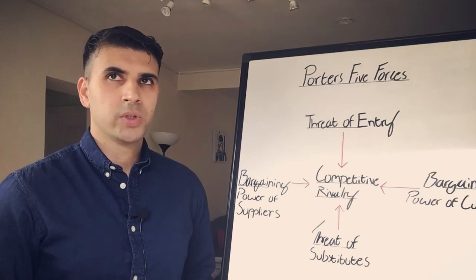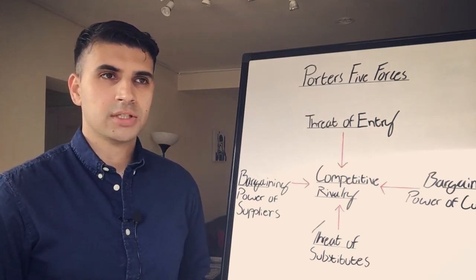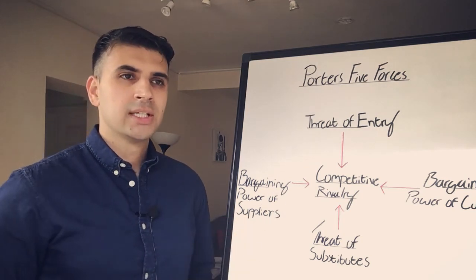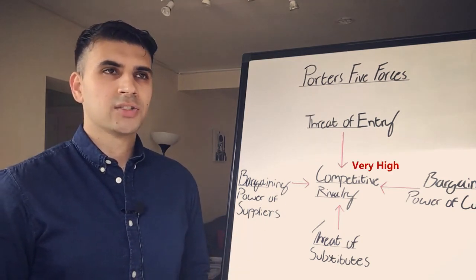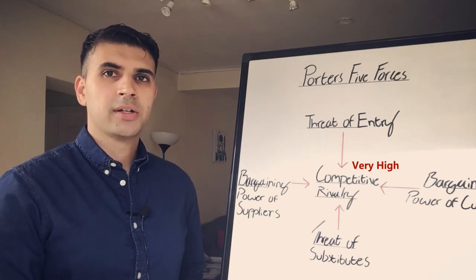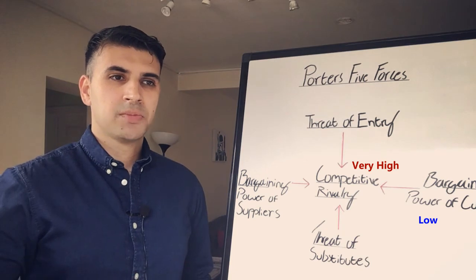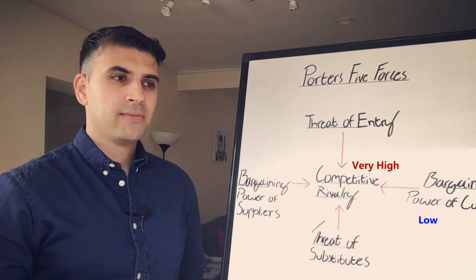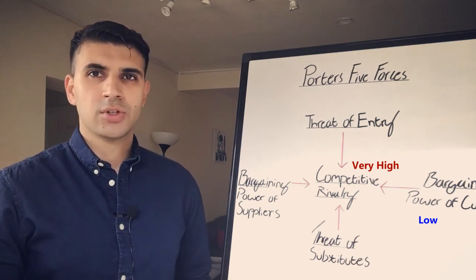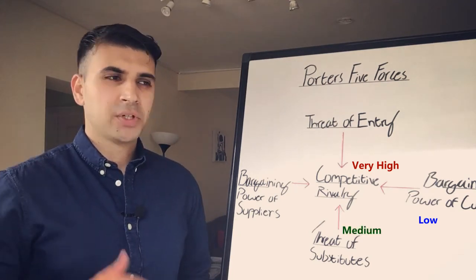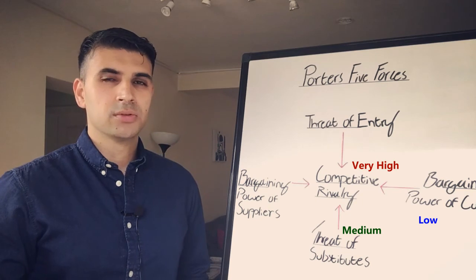So for this example, we will use McDonald's, which is the famous fast food chain. So for McDonald's, its competitive rivalry is very high as it competes with the likes of Burger King. Its bargaining power of customers is low as each customer's purchase represents a very small proportion of McDonald's total revenue. The threat of substitutes is medium. McDonald's has many substitutes, for example, kebabs.